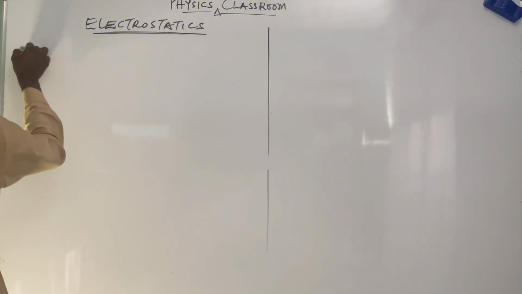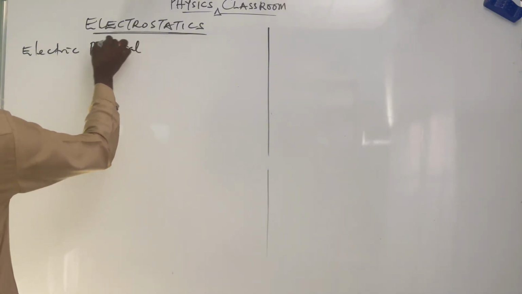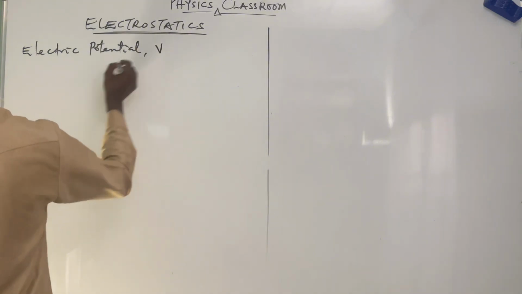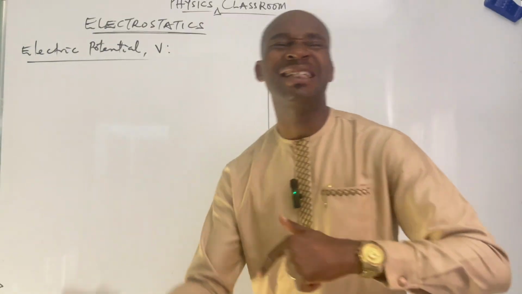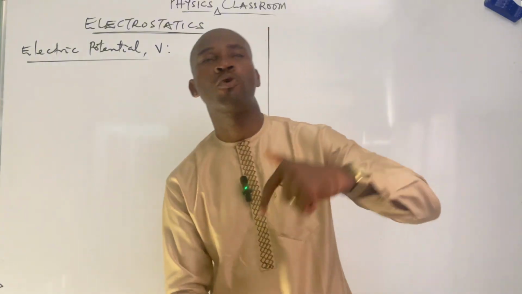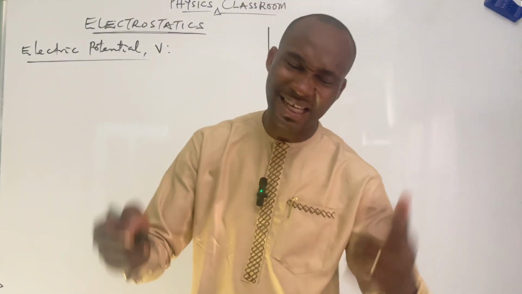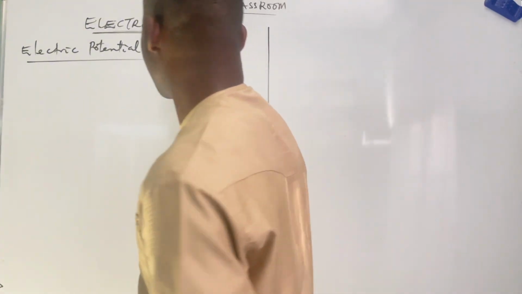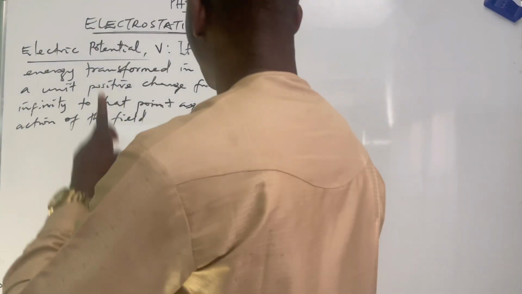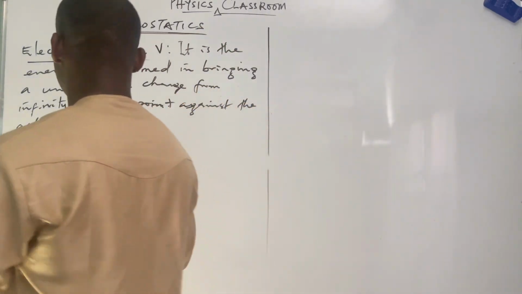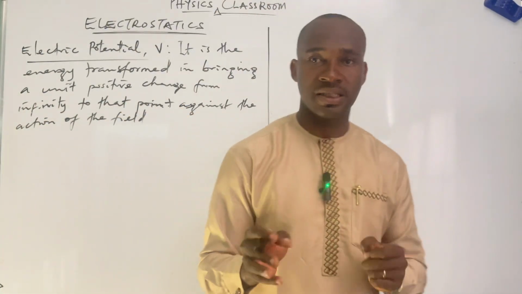Let's consider electric potential. What's the symbol for electric potential? The symbol for electric potential is V. Then how do we define electric potential? It is the energy transformed in bringing a unit positive charge from infinity to that point against the action of the field. So electric potential V is the energy transformed in bringing a unit positive charge from infinity to that point against the action of the field. So that's that about that.